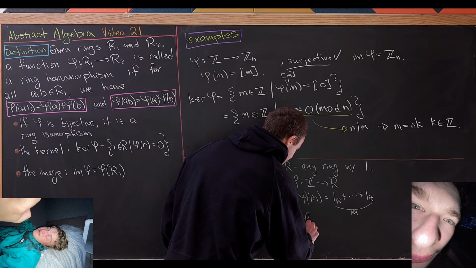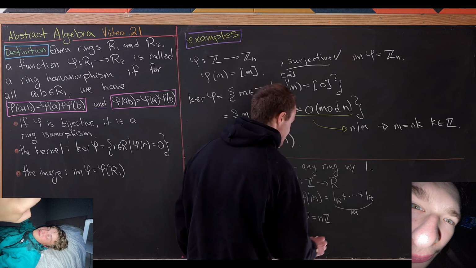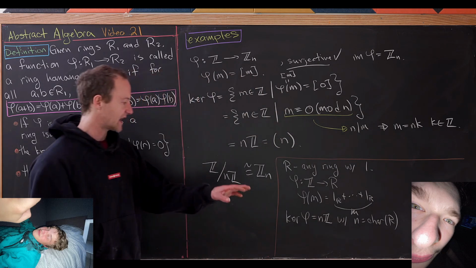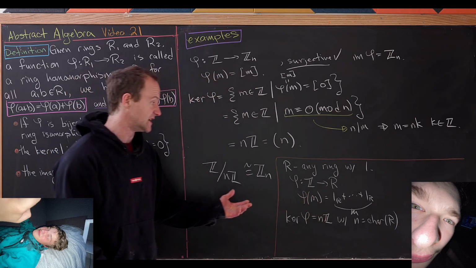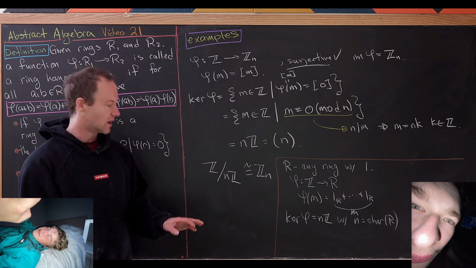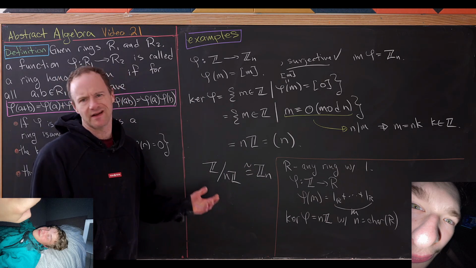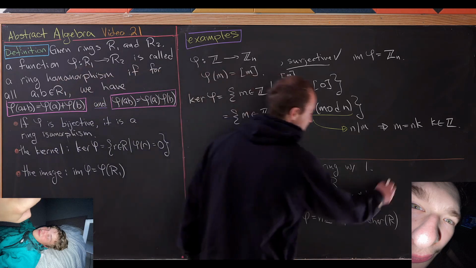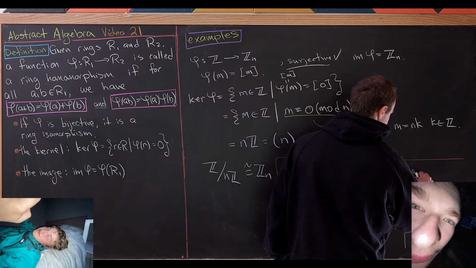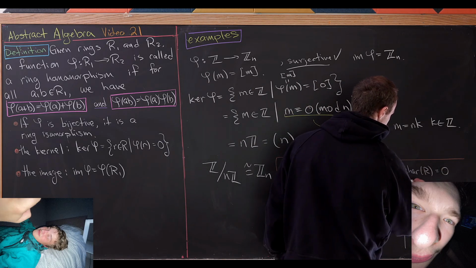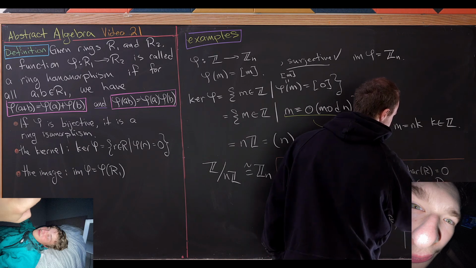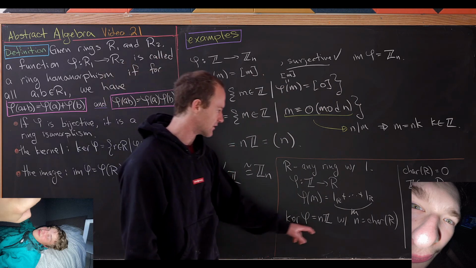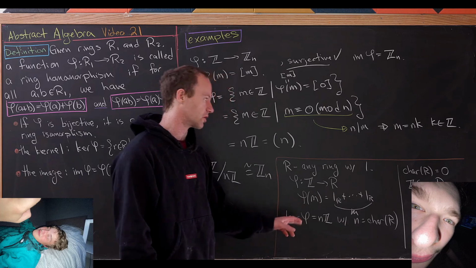Well, it's pretty easy to check that the kernel of phi will be equal to nZ, where n is equal to the characteristic of R. So if the characteristic of R is 0, then that's just 0. But if the characteristic of R is non-zero, then that's going to be like 2Z, 3Z, whatever the characteristic is. So anyway, what this tells us is two things. If the characteristic of R is equal to 0, then we have a copy of Z inside of R. That also really explains this terminology of characteristic 0 based off of this kernel here.